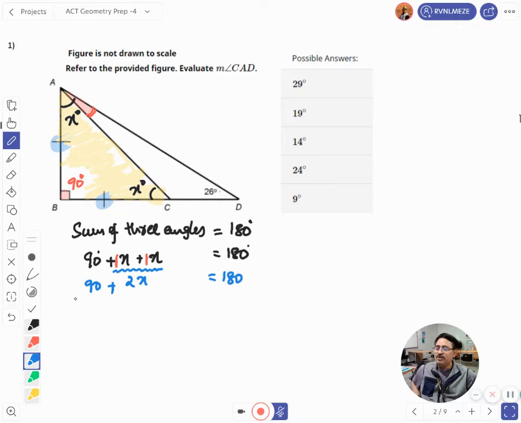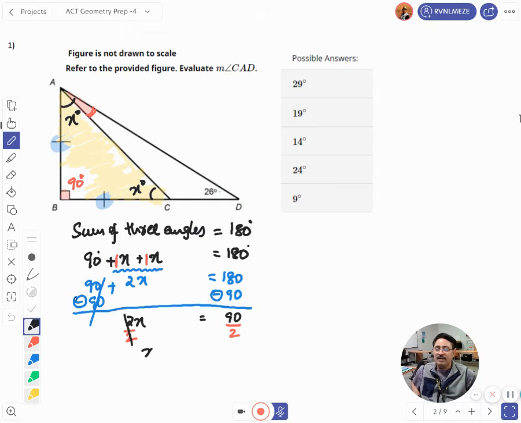You know how to isolate x. Take away 90 on both the sides. After the cancellation, then 2x equals to 90. By inverse operation, we divide by 2 on both the sides. Then we get that x equals to 90 divided by 2 equals to 45 degrees.